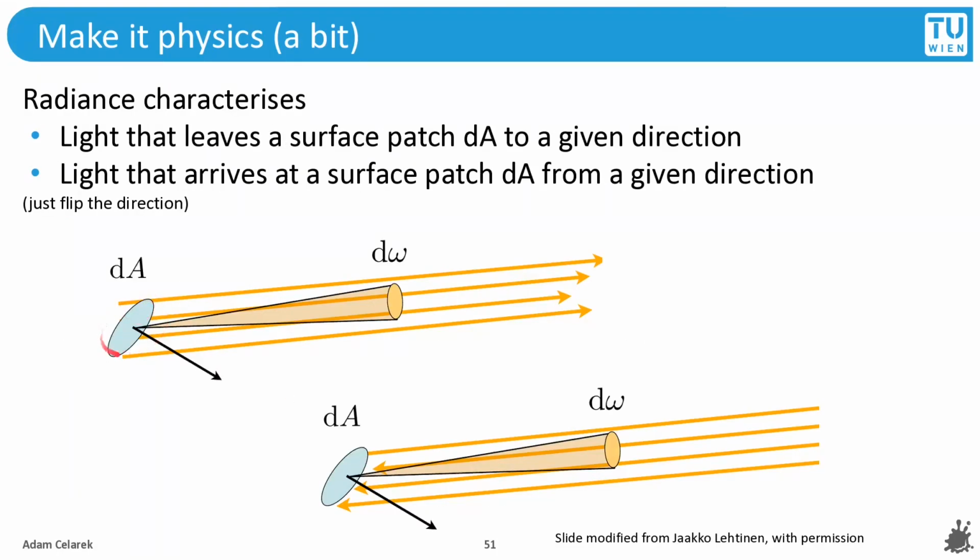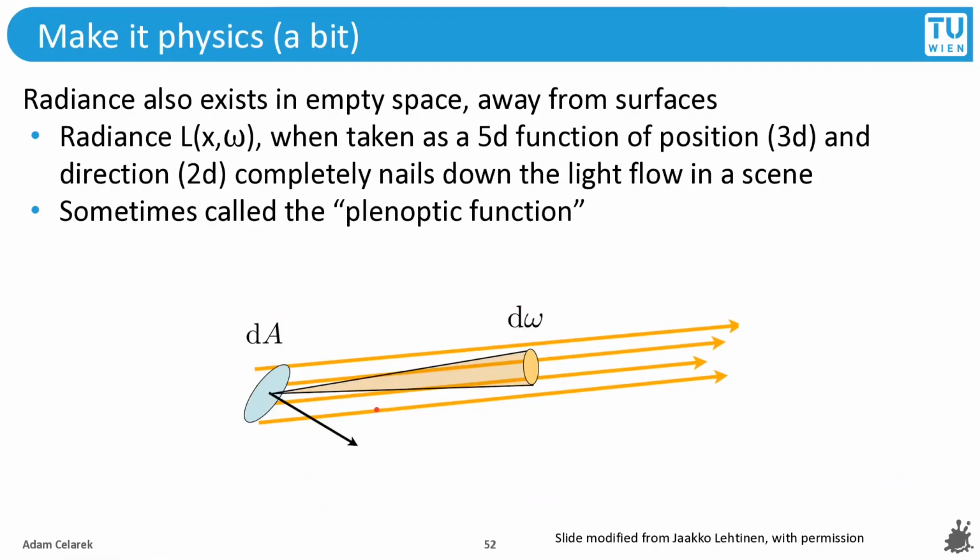When light leaves a certain surface patch into a certain direction, this is radiance. Light arriving at another surface patch is radiance as well. We just flipped the direction. Radiance exists in empty space, away from surfaces. So you can take a 5D function, 3 dimensions for the position and 2 dimensions for the direction, and this function can completely describe how light behaves in this point. Sometimes this is called the plenoptic function.